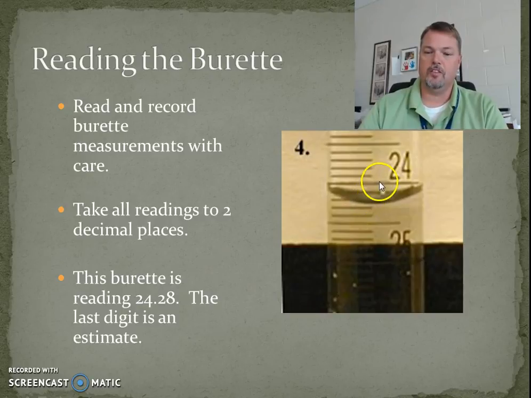So this is 24, this is 25, so that would make that 24.1, 24.2, 24.3. Notice it's not all the way to 0.3. So I want to say it's 24.2, and then I've got to make a guess. That's where my second decimal place comes in. I'm guessing 0.8 on this. So 24.28 would be my last estimate.